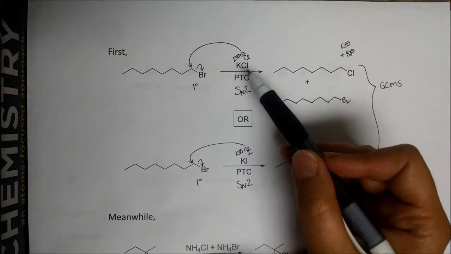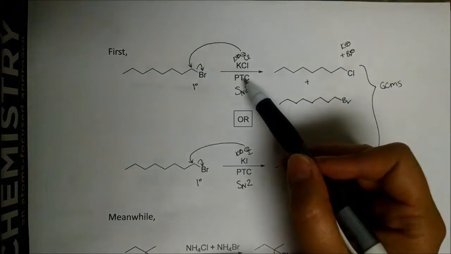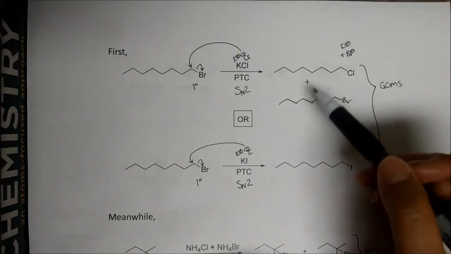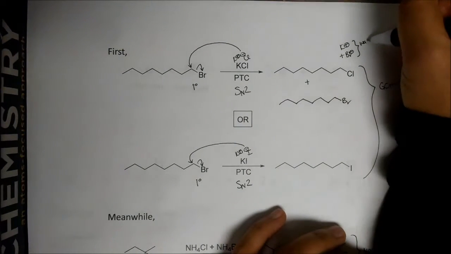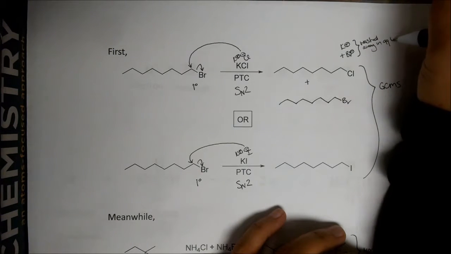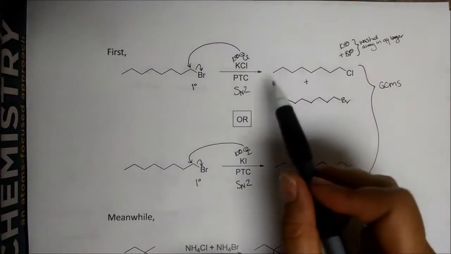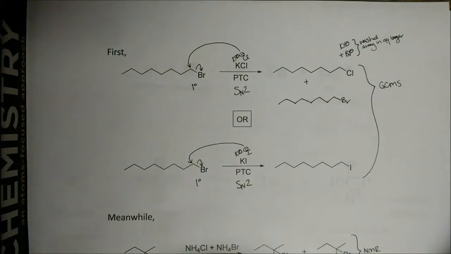Is KCl aqueous soluble? Yes, it is. Is our phase transfer catalyst aqueous soluble? Yes, at least partially. That's why it's a phase transfer catalyst. So I would not expect these to be in our GCMS sample, because they would have been washed away in the aqueous layer. Remember, you put this in a separatory funnel, you added some water, and then you separated the organic stuff from the aqueous stuff. So I would expect all of these things to go away with the aqueous layer.